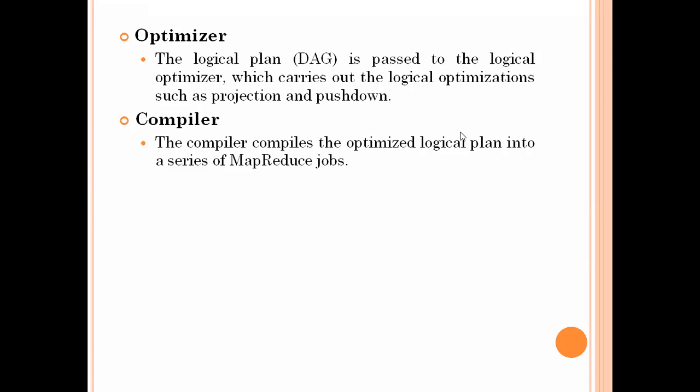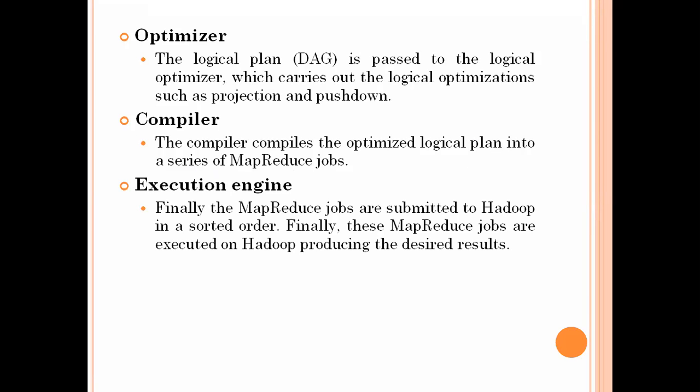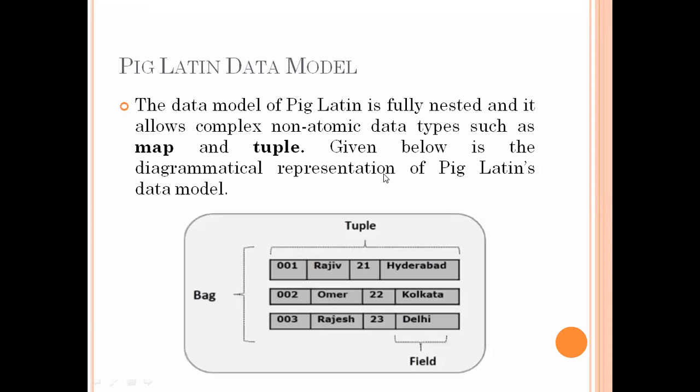So compiles the optimized logical plans into a series of MapReduce jobs. So here we are going to be talking about Pig Latin. Pig Latin language is going to be used as an input to the MapReduce. Then the execution engine. These are the parts of this Pig architecture. The final MapReduce jobs are submitted to Hadoop in a sorted order. Finally, these MapReduce jobs are executed in Hadoop, producing the desired result.